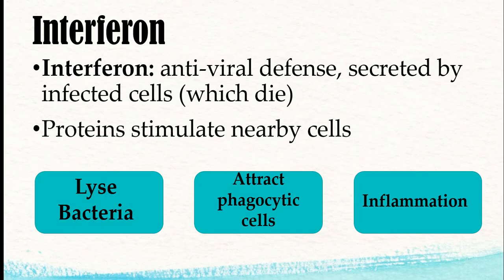But we'll be looking at interferon. It's an antiviral defense. It's secreted by infected cells. Now, these cells will sacrifice themselves. They die. But they will do something to help nearby cells. First of all, the interferon can burst bacteria. So that's good. That's an attack right there. They can put a call out to other phagocytic cells, monocytes, to come to the area, and they cause inflammation. And that inflammation will bring the blood to the area, okay? So that chemical is kind of doing a lot there.